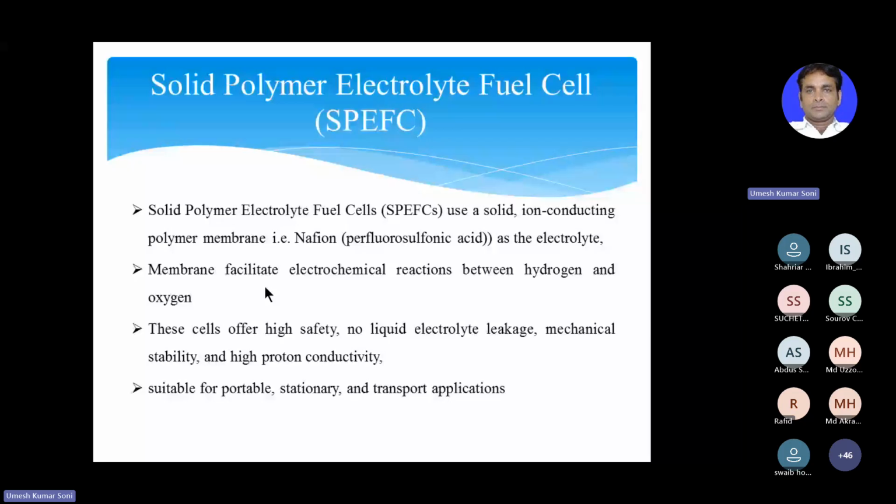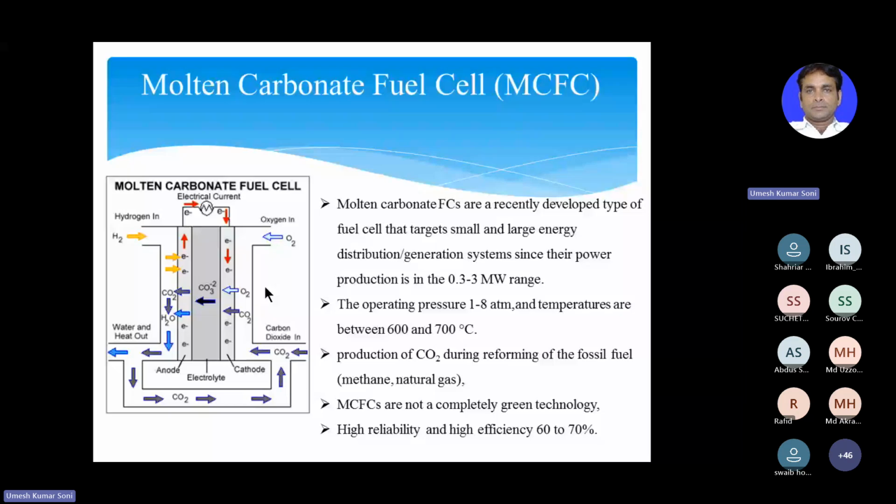Another category of fuel cell is molten carbonate fuel cell. Okay, so these carbonate fuel cells target small and large energy distribution generation systems. Okay, and it can generate the 0.3 to 3 megawatt range of power. The operating pressure is 1 to 8 atmospheric pressure, 8 times the atmospheric pressure, and the operating temperature is between 600 to 700 degrees centigrade.